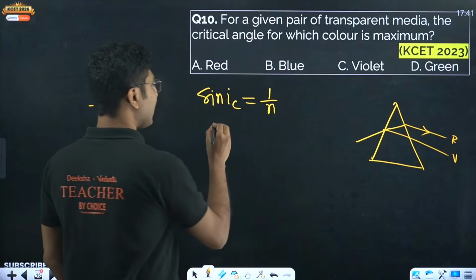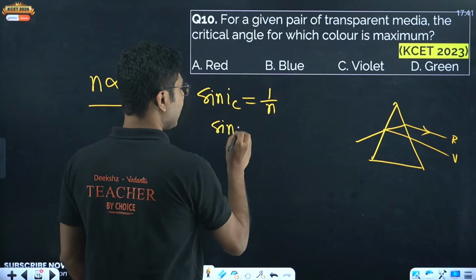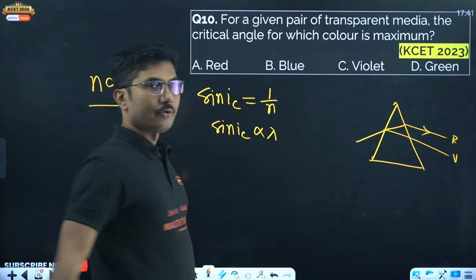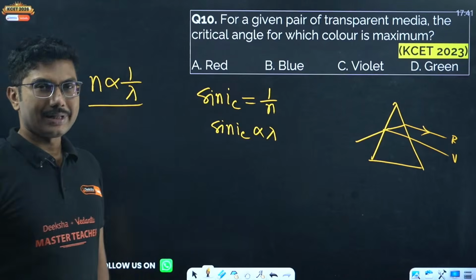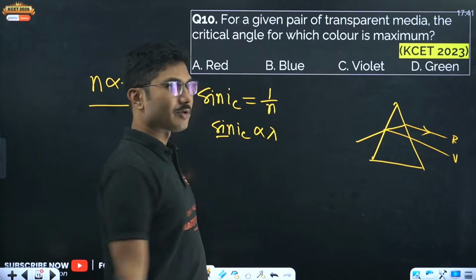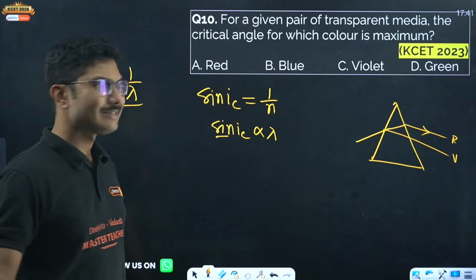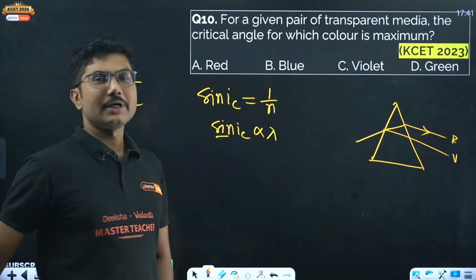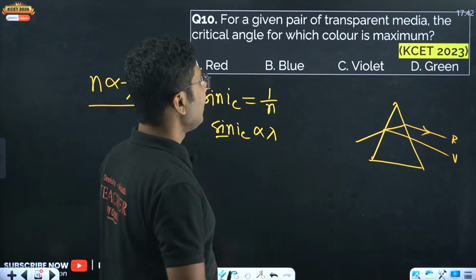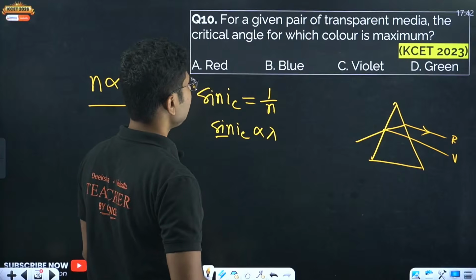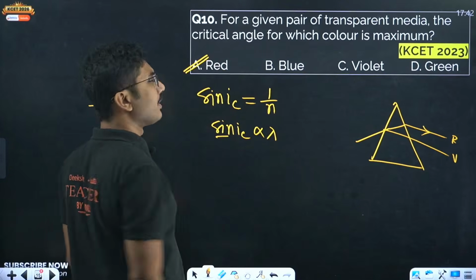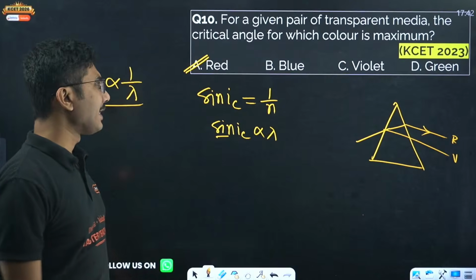So from here we can say that sine of the critical angle is directly proportional to the wavelength. Higher the wavelength, higher will be the critical angle as well, because sine starts from 0, goes to 90 and increases. As the value increases, wavelength also increases. So which color has the maximum critical angle? Maximum critical angle is for red color.